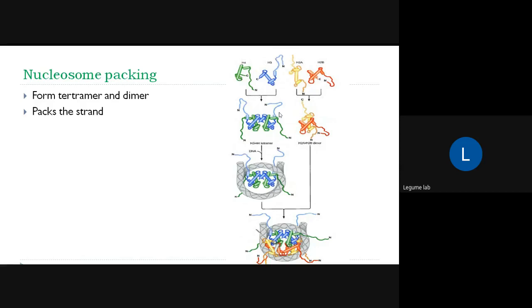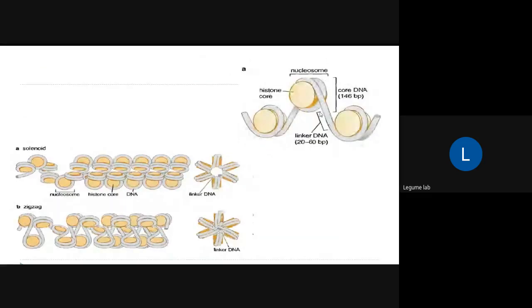This core and linker DNA are formed just by coiling over them. And this is highly packed in different models, some different models explain how it is packed. You have studied all these things in detail.